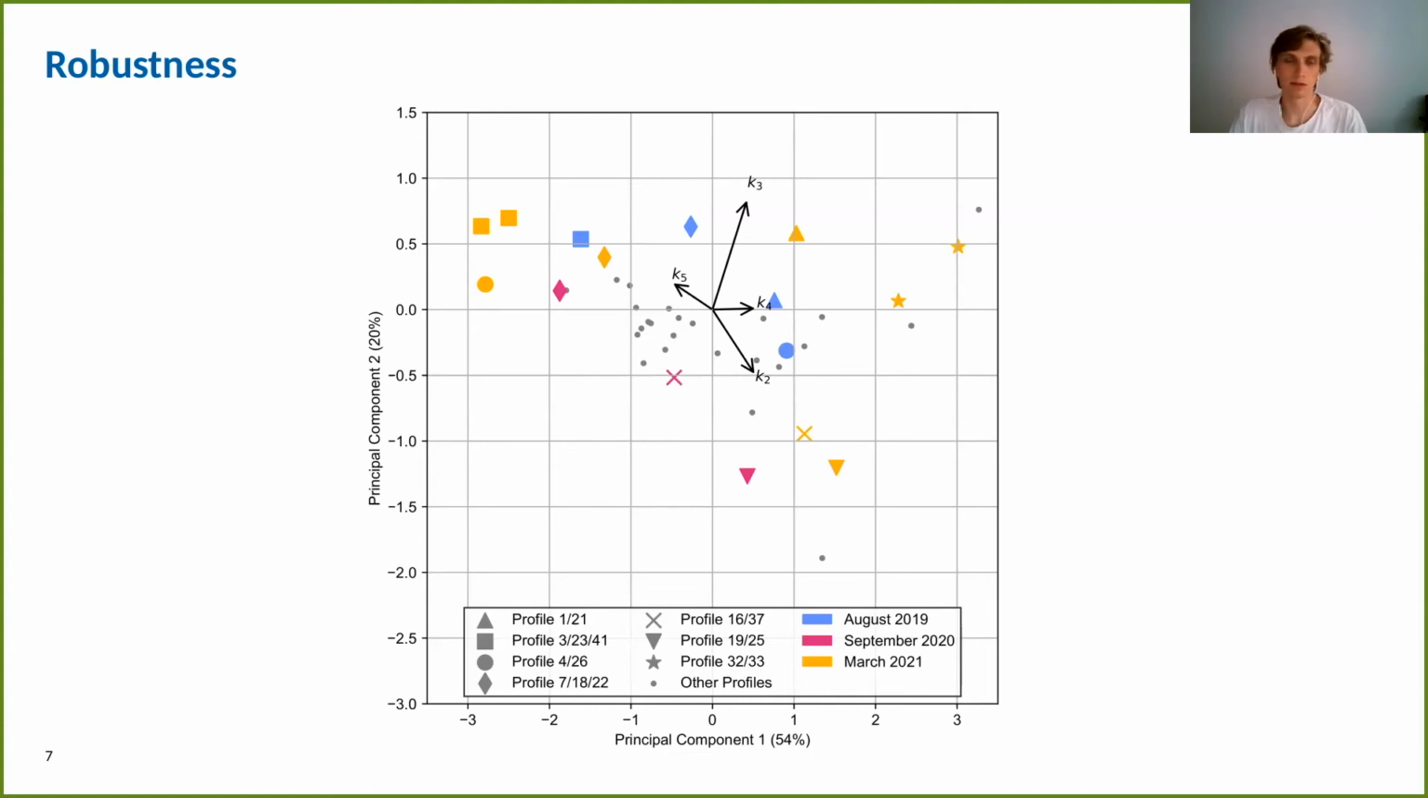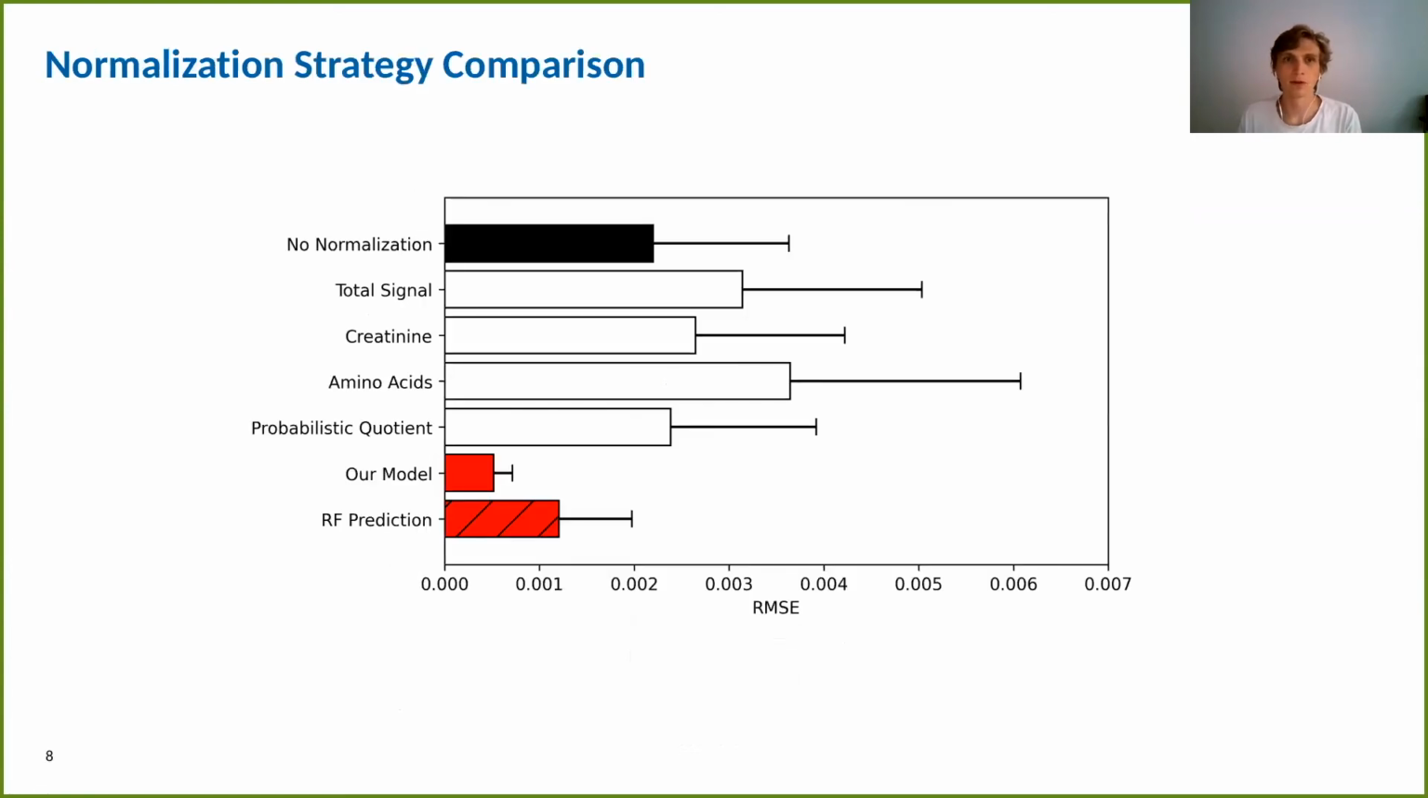So for example, you can see there are 3 squares and they cluster quite close together. And the same is true with the diamonds and with the triangles and the stars. So with that plot, we can really show that our model is robust enough that if you sample the same person 3 times, you get similar values, but it's flexible enough that you can really see difference between different people.